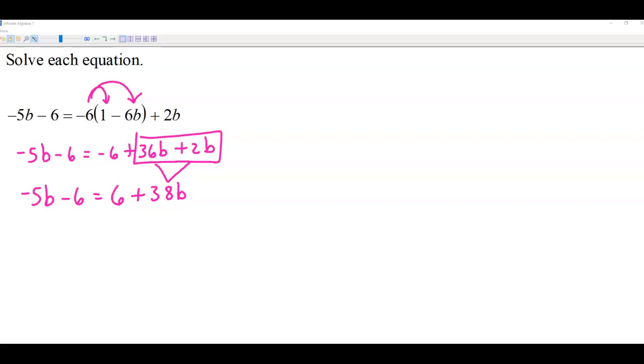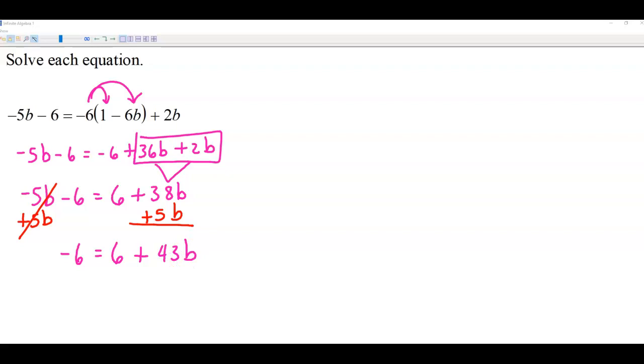I like to move the smaller b. So -5 is smaller than 38. So I'm going to get rid of that -5 by adding it, which will cancel that out. And since I did it on the left side of the equal sign, I also need to do it on the right side of the equal sign. And so now I've got -6 equals 6 plus, and that would be 43b.